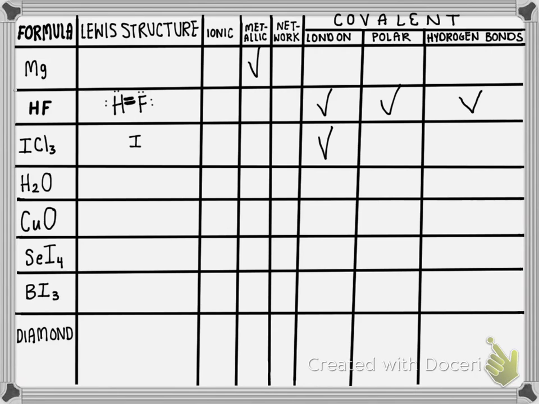So we will draw the structure. Cl. And if you do the math, it's 7 plus 3 times 7, which is 28, minus 6, and 22. So you're going to distribute those.